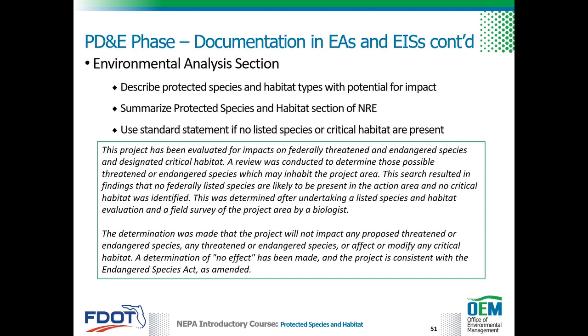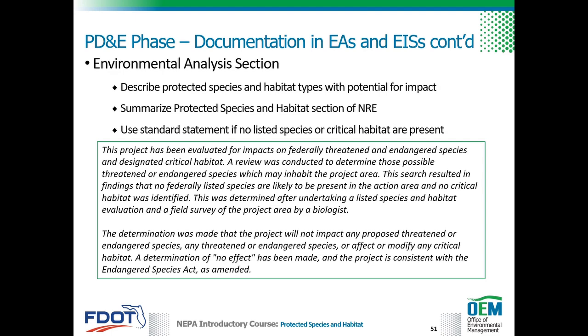The discussion of protected species and habitat in the environmental analysis section should include a description of protected species that may occur in the project area, as well as habitat types that may be impacted by the proposed project alternatives. Documentation should also include maps showing the relationship of the project to the protected species identified and the relationship of the project to the habitat types.